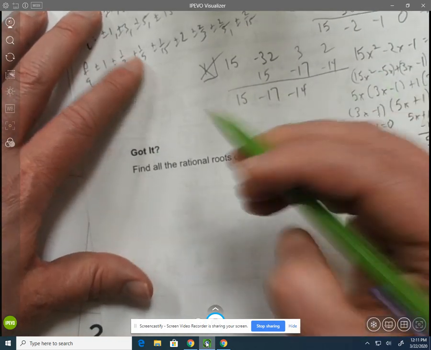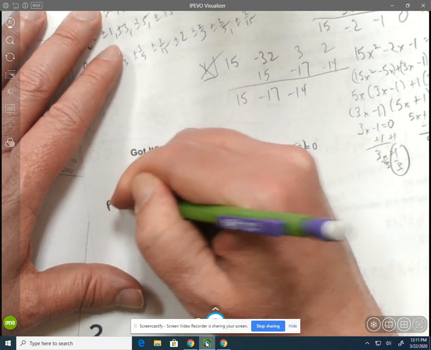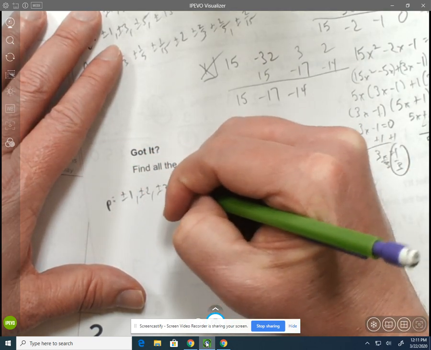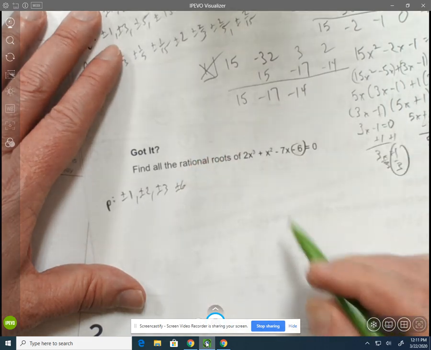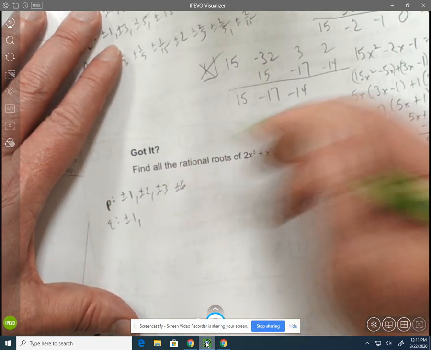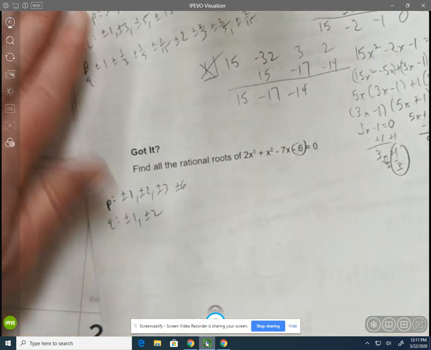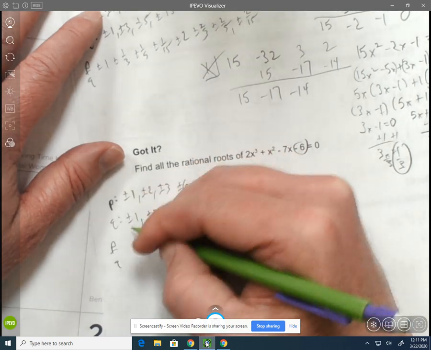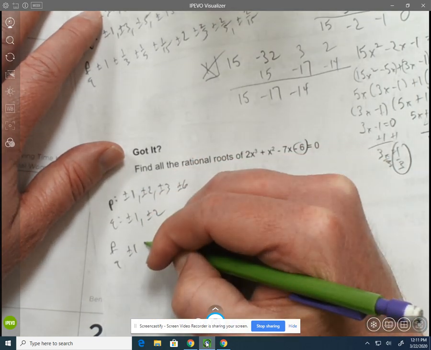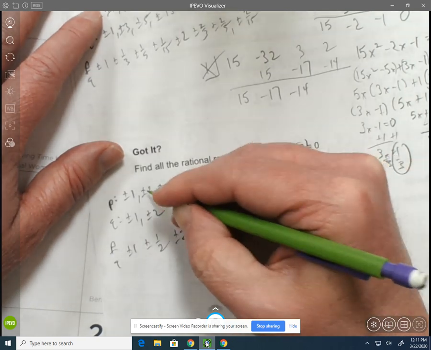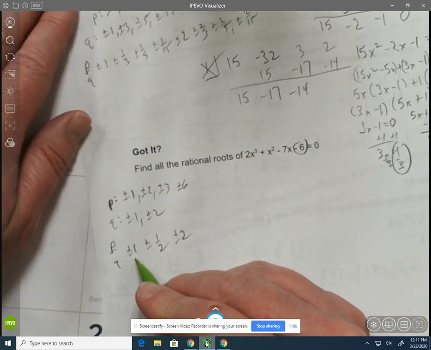So here's my P. All right, P is factors of negative 6. That could be 1, 2, 3, or 6. Q is factors of 2, so that's 1 and 2, the positive, negative. So all my different combinations of P over Q. Here's my list. I can go 1 over 1 and 1 over 2. I can go 2 over 1 or 2 over 2, but that's just 1. I've already got that listed.